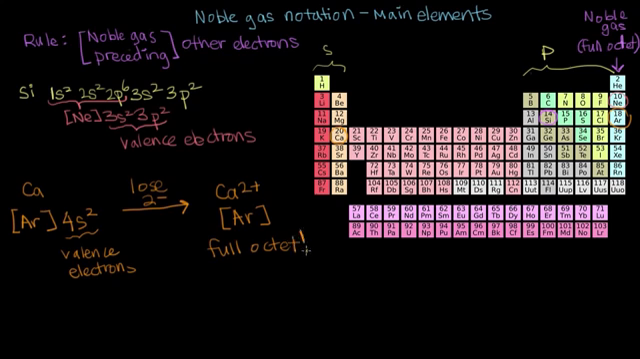So one of the many pros of writing things in noble gas notation, besides the fact that it makes your hand less tired, is that it makes it really easy to see where your valence electrons are and whether or not your ion or atom has a full octet.